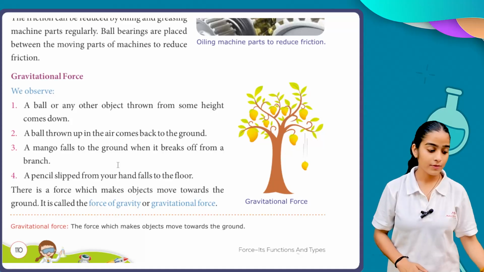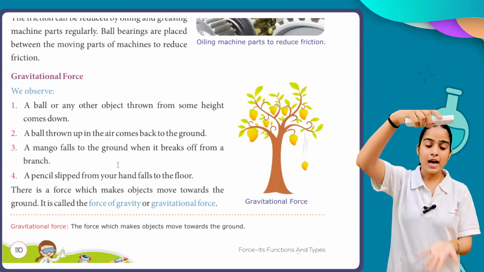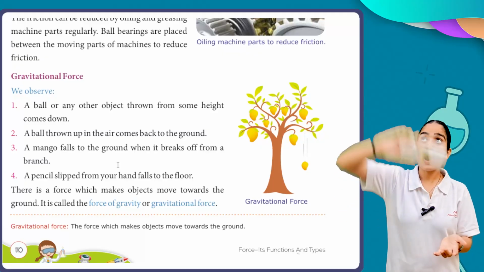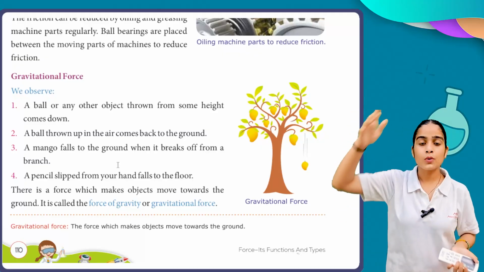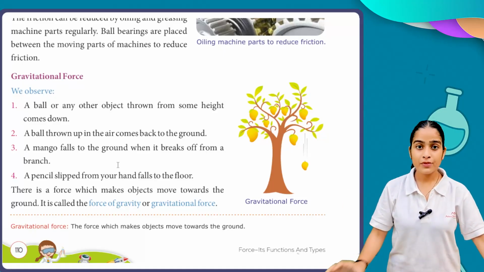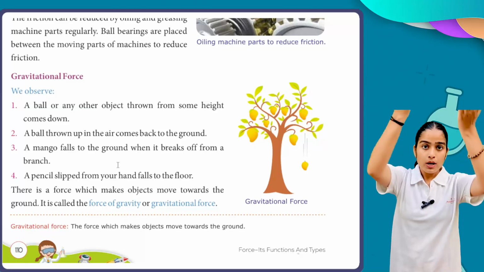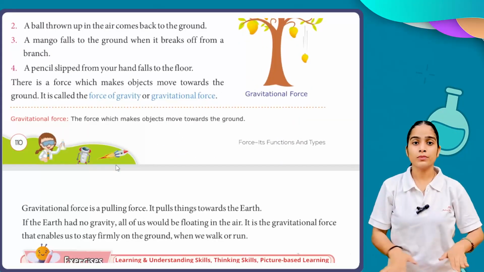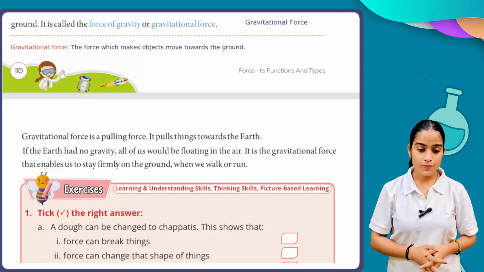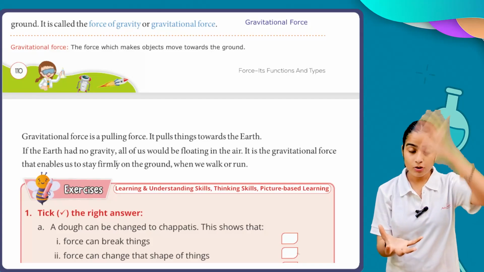So what we observe here is that if I have this object and I throw it, what is the result? This object does not go upwards, it goes downwards. So this is referred to as gravitational force, that everything which we throw upwards has to come down. Okay, that is referred to as gravitational force. Gravitational force is a pulling force. It pulls things towards the earth, because the earth also has energy.